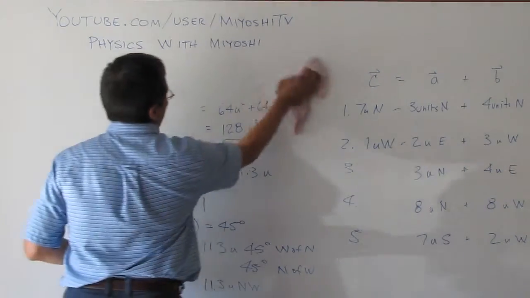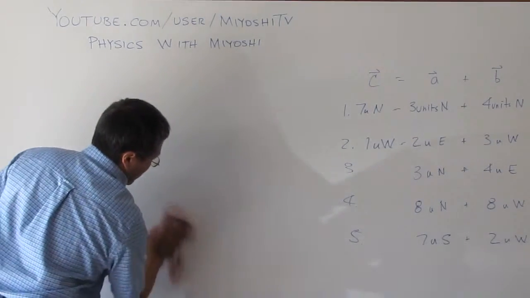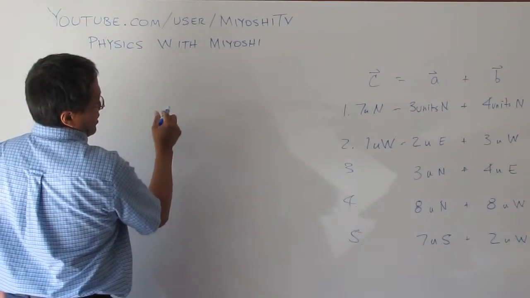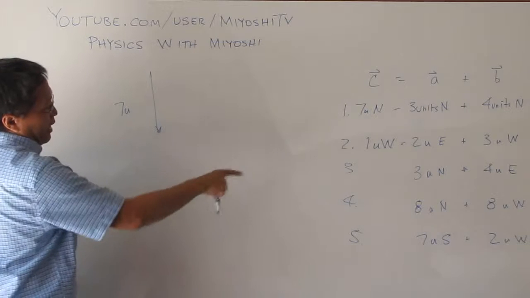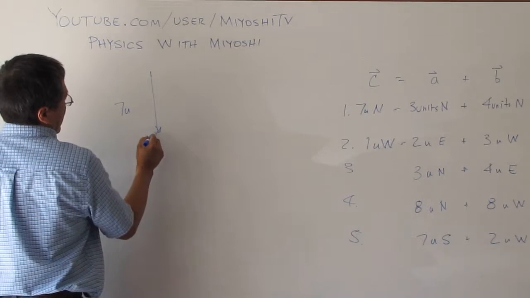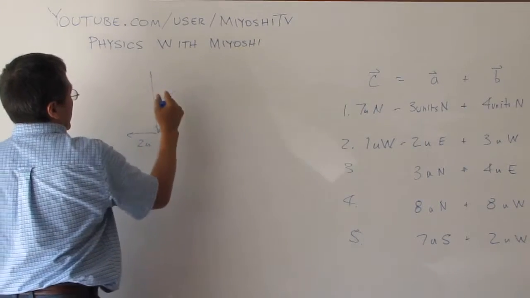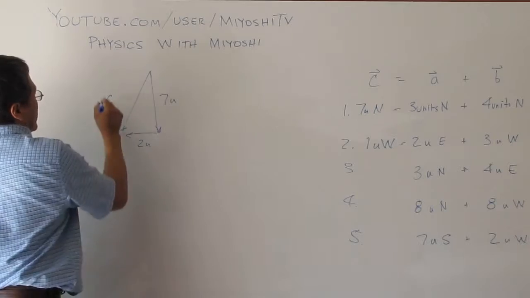And the last one here in our examples is 7 units south plus 2 units west. And we'll do the same kind of thing. I like to make sure I draw pictures, so if you'd like to draw pictures, that would be a great thing to do. I have 7 units south, and I have 2 units west. So my resultant vector will be here, C.